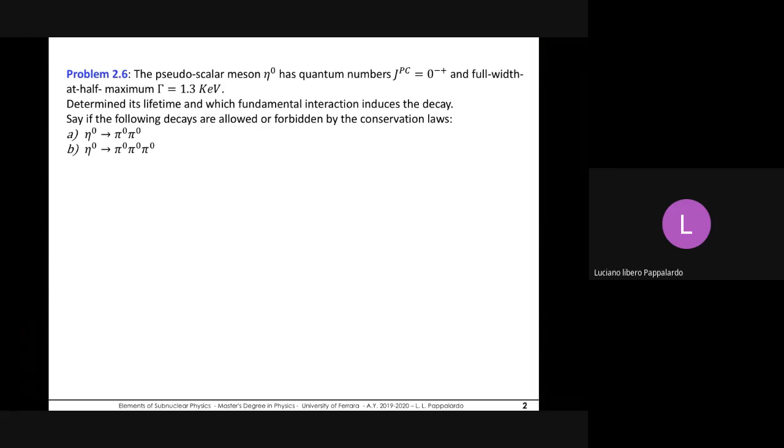The pseudoscalar meson eta 0 has quantum numbers JPC 0 minus plus and full width at half maximum 1.3 kilo electron volt, keV. Determine its lifetime and which fundamental interaction induces this decay, and then say if the following decays are allowed or forbidden by the conservation laws.